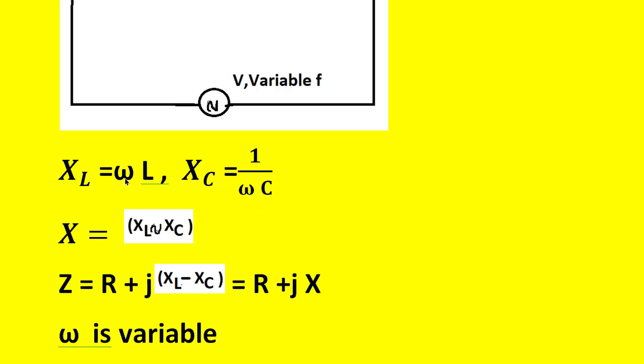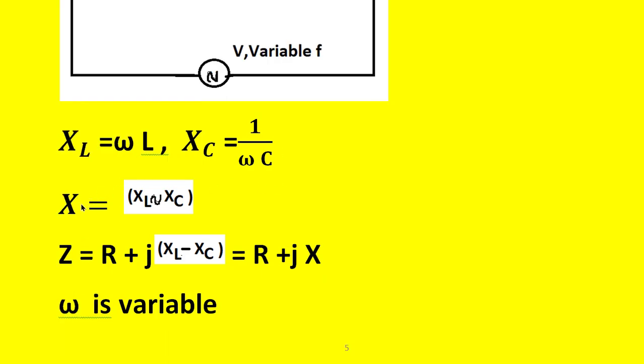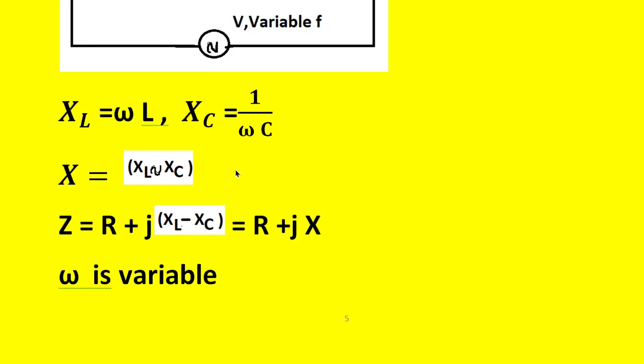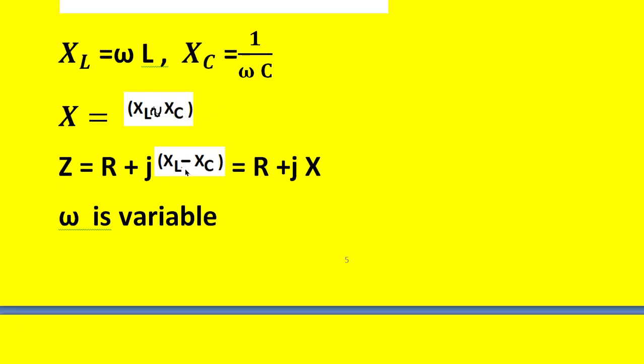That means if the supply frequency increases, the inductive reactance value increases, whereas the capacitive reactance starts reducing with the increasing frequency. And here for our analysis, we represent the difference of the inductive reactance and the capacitive reactance with X. That may become negative or that may become positive. If it is positive, it means the inductive reactance is dominating in the circuit. If it is negative, it means the capacitive reactance is dominating.